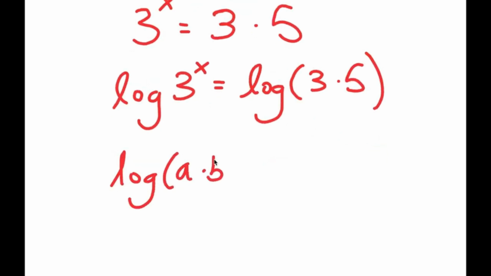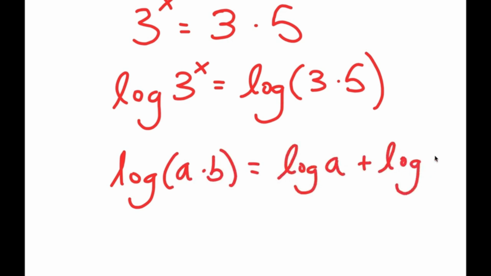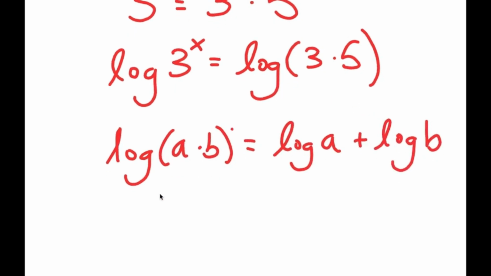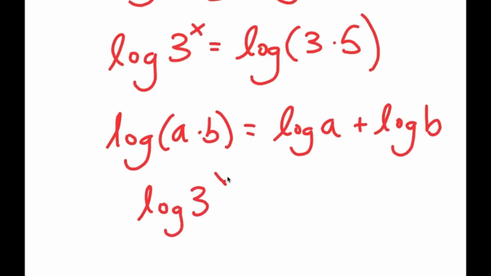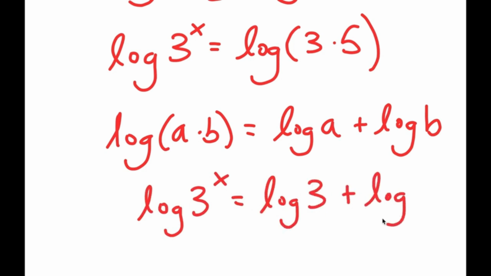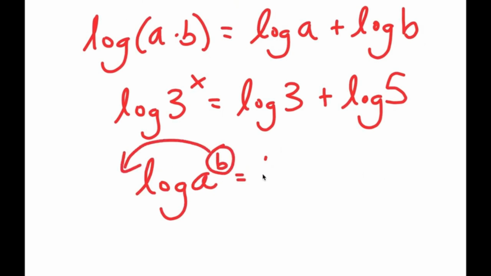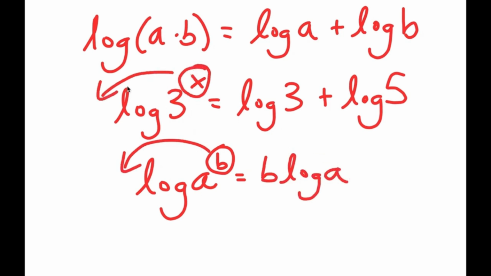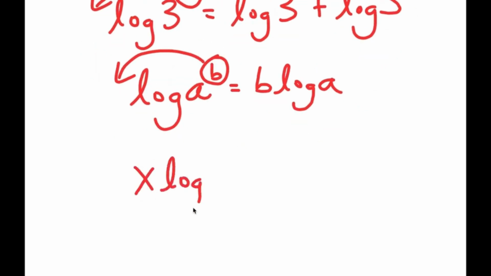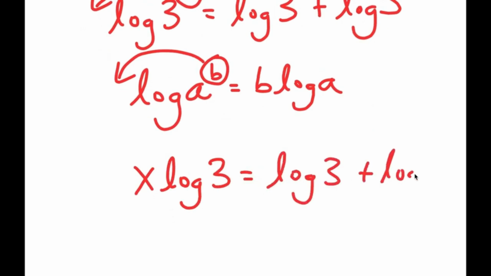And if I have something in the form log a times b, this is equal to log a plus log b. So log of 3 to the power of x, this is equal to log of 3 plus log 5. And if I have something in the form log a to the power of b, I can move b to the front, so I get b times log a. So log 3 to the power of x, I can move this to the front, and I get x times log 3 is equal to log 3 plus log 5.